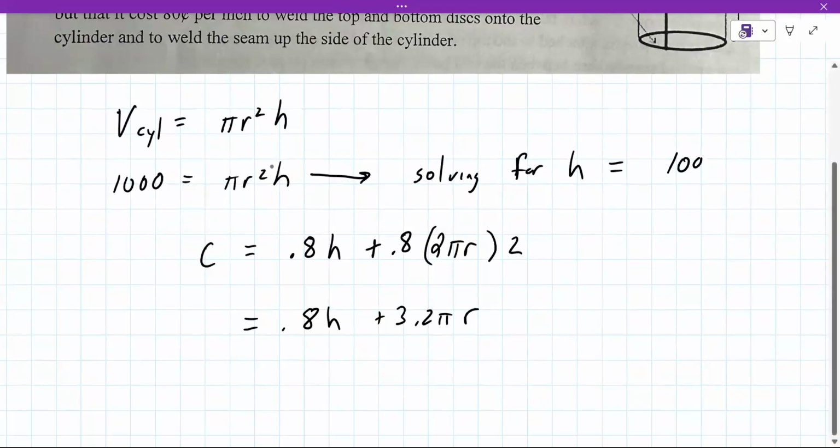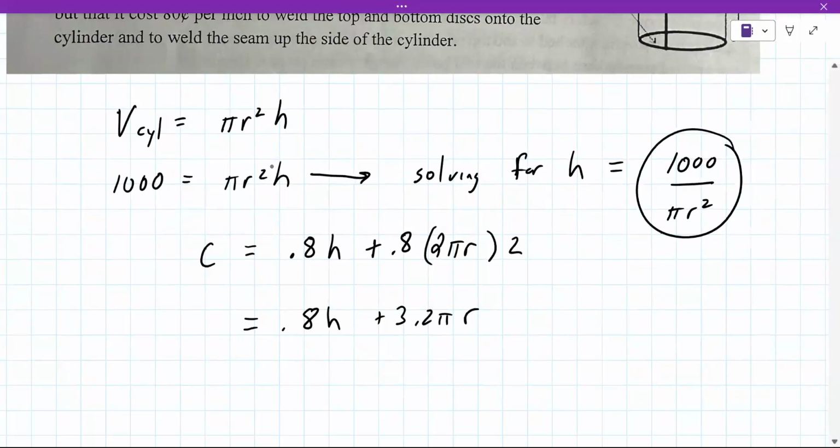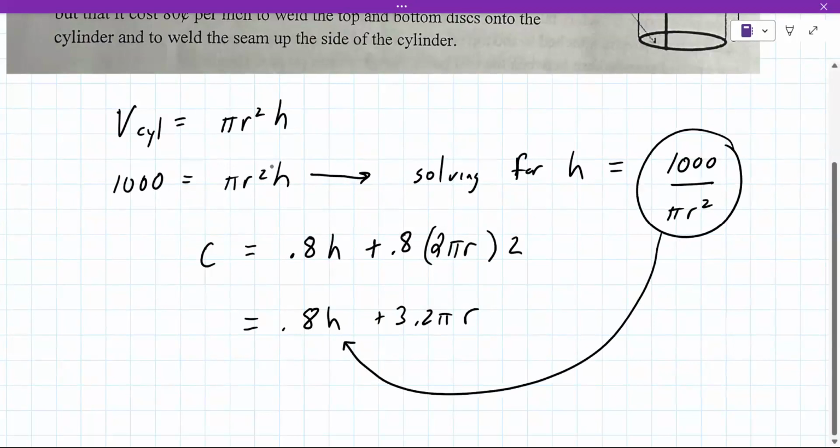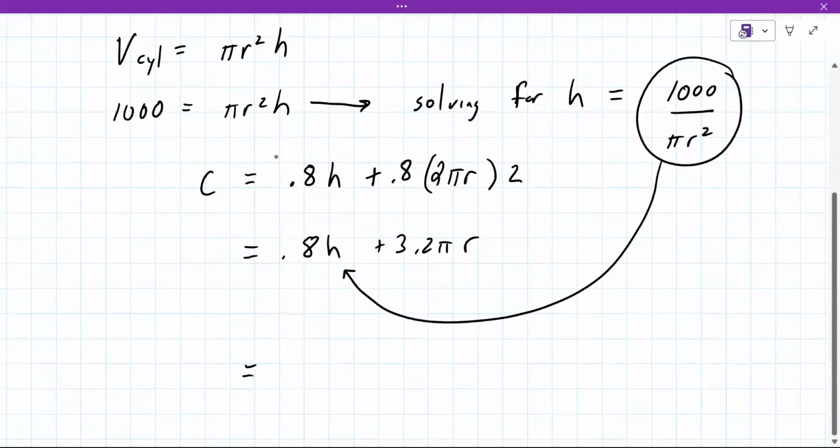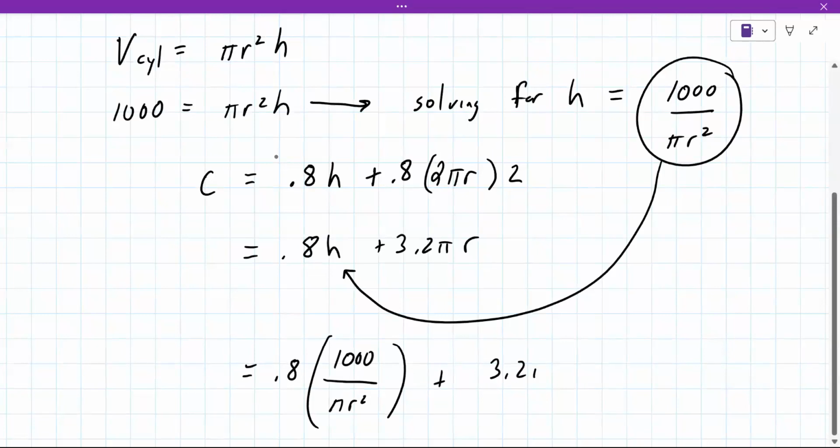So you get 1,000 over pi r squared, like that. You take that and substitute it in here. And now you have 0.8 times 1,000 over pi r squared. If you take calculus next year or sometime in the future, you'll learn how to do this by hand. But for now, you have to.